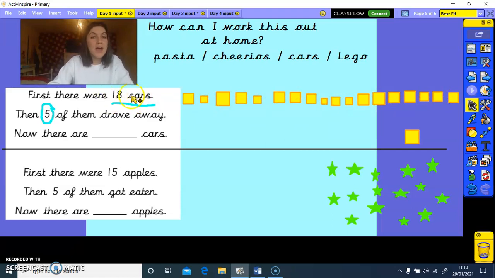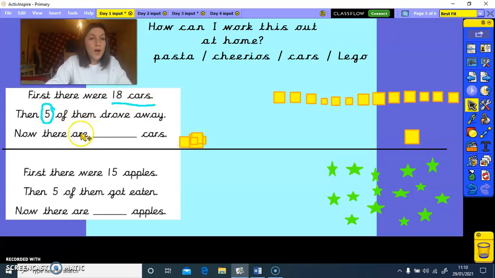How many drove away? I circled the number 5. So how many Lego pieces am I now going to move away? 5, brilliant. I can start from either end, but I'm just going to go from here. 1, I'm going to move these really far away so that I don't get confused. 2, 3, 4, 5. Brilliant. I had 18 and I've now took 5 away.